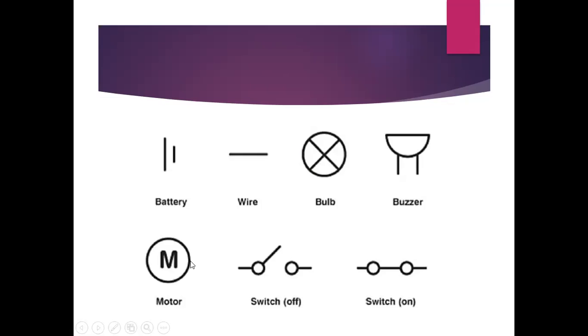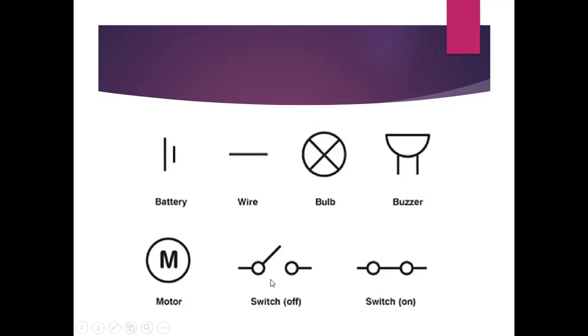For example, this was the symbol for the battery. Let me remind you: a big dash, a small dash, and then the big dash takes the plus and the small dash takes the minus. This is the symbol for the wire. It's just a dash. The symbol for the bulb is a circle with an X in it. This is the shape of the buzzer. And this is the symbol for the motor. It's a circle with an M.